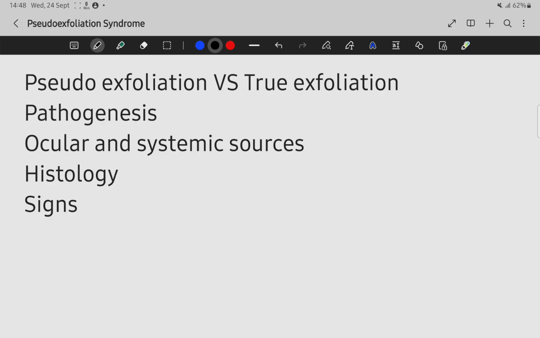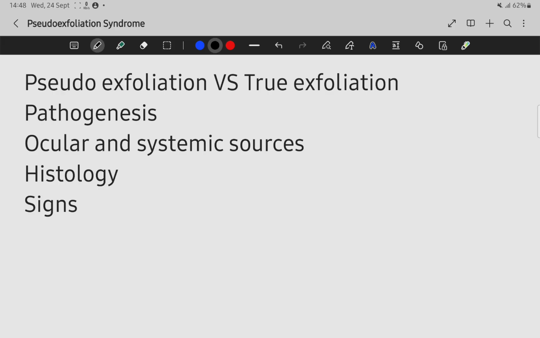Hello friends, in today's class we will discuss pseudoexfoliation syndrome. So what is this pseudoexfoliation and what is actual true exfoliation, the pathogenesis of formation and the ocular systemic sources of this exfoliation, the histology and signs which we can see. So coming to what is pseudoexfoliation syndrome.